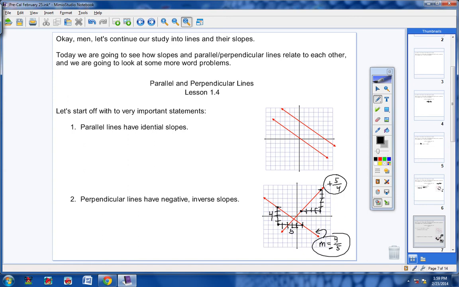This slope is positive, this slope is negative. This one is 5/4, this one is 4/5. Or you could say this slope is negative, this one's positive, this slope is 4/5, so this slope is 5/4.